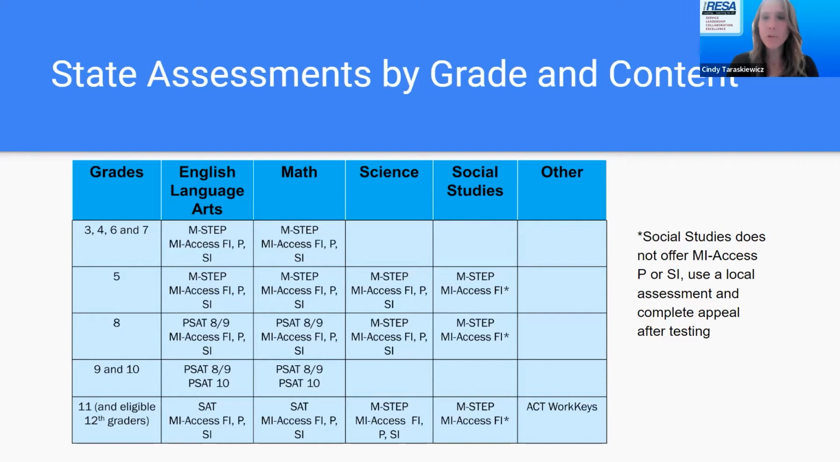I also wanted to note for social studies, it does not offer a My Access participation or supported independence assessment. It only offers the functional independence level. So if you have a student taking social studies at those grades at the participation or supported independence level, you have to use a local assessment that was approved by the board. And then after testing, you would complete an appeal and let them know that the student did do a local assessment. Otherwise, the student will count as not tested. So that has to be done.